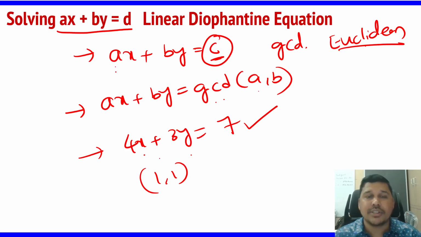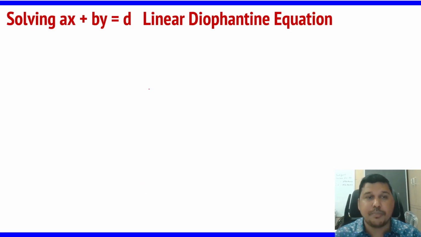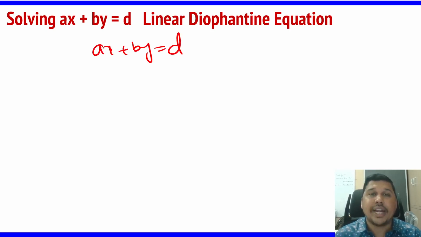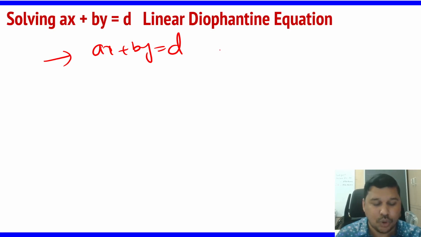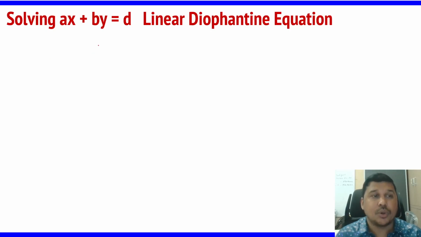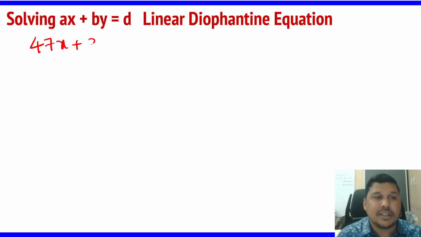Okay, how do we solve this? Let us see. The problem here is very simple. You will be given an equation ax plus by is equal to d. You have to find one solution for this particular equation. Though we have an infinite number of solutions, we can find one solution. How do we find it? We find it using the Euclidean algorithm for finding GCD. Let's take a simple example and try to solve this. Assume an equation is given as 47x plus 30y is equal to 1.